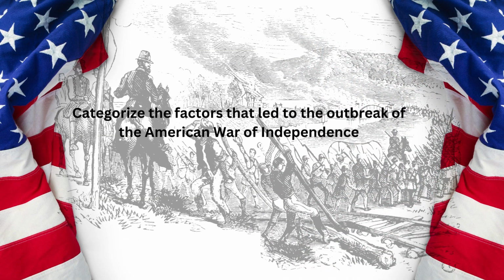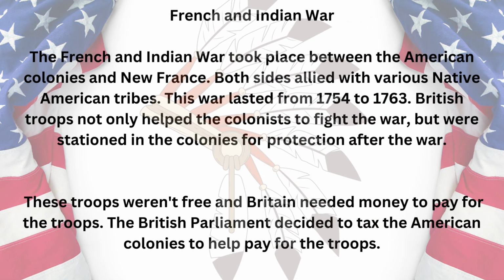Categorize the factors that led to the outbreak of the American War of Independence. French and Indian War. The French and Indian War took place between the American colonies and New France. Both sides allied with various Native American tribes. This war lasted from 1754 to 1763. British troops not only helped the colonists to fight the war, but were stationed in the colonies for protection after the war. These troops weren't free and Britain needed money to pay for the troops. The British Parliament decided to tax the American colonies to help pay for the troops.